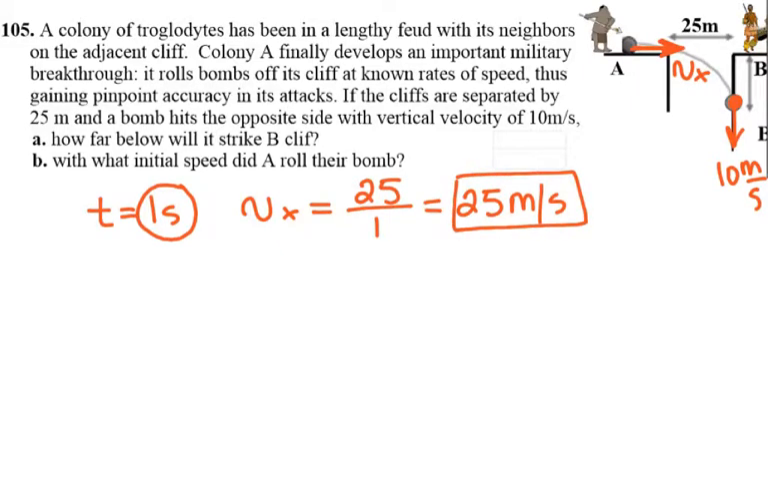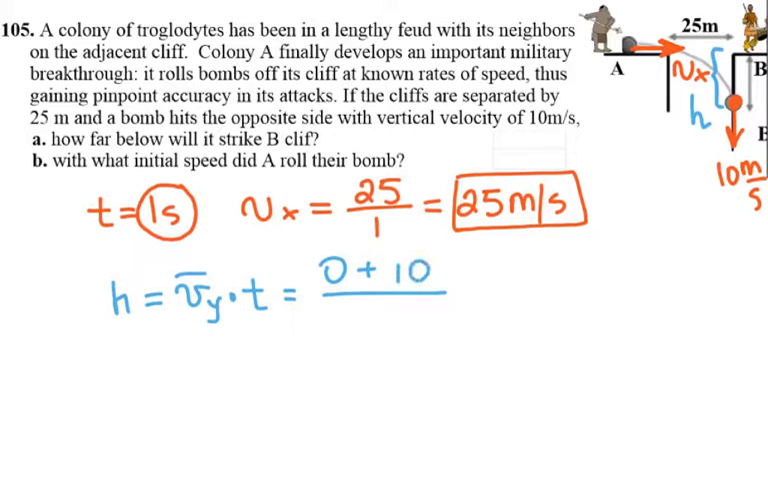And then how far below will it hit the other side? So I need this height. The height is the vertical height, so I need the average velocity on y times the time it takes to hit. For the average velocity on y, the initial vertical velocity is 0 and the final vertical velocity is 10, over 2, and the time to get across is 1 second, so it will hit 5 meters below the top of the cliff.